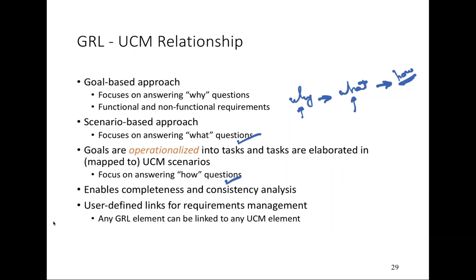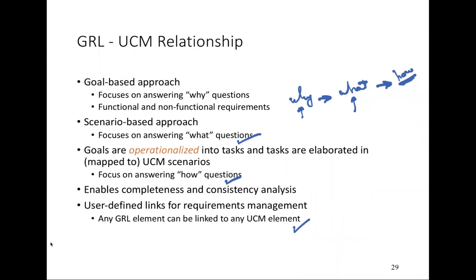User-defined links for requirement management means that any GRL element can also be linked to any UCM element. So if we are building an actor in a GRL and a scenario in a UCM, it is easily connected using the notation of both languages.